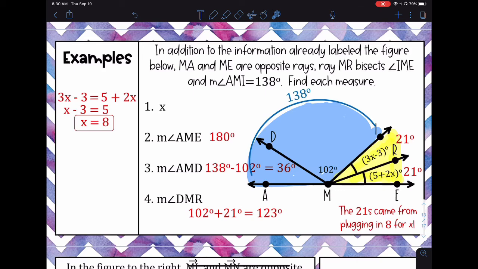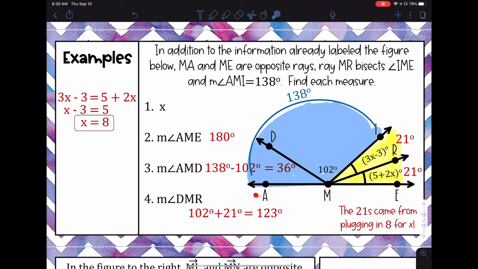So if x is equal to 8, we can come over here and plug in 8. We get 8 times 3, which is 24, and then minus 3 is 21. So this guy's 21 degrees, and if these two are the same, then this guy's also 21 degrees.